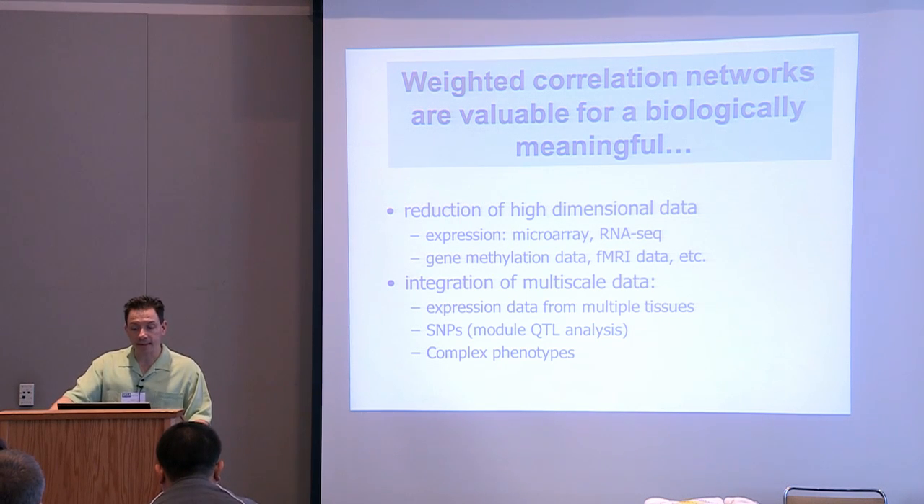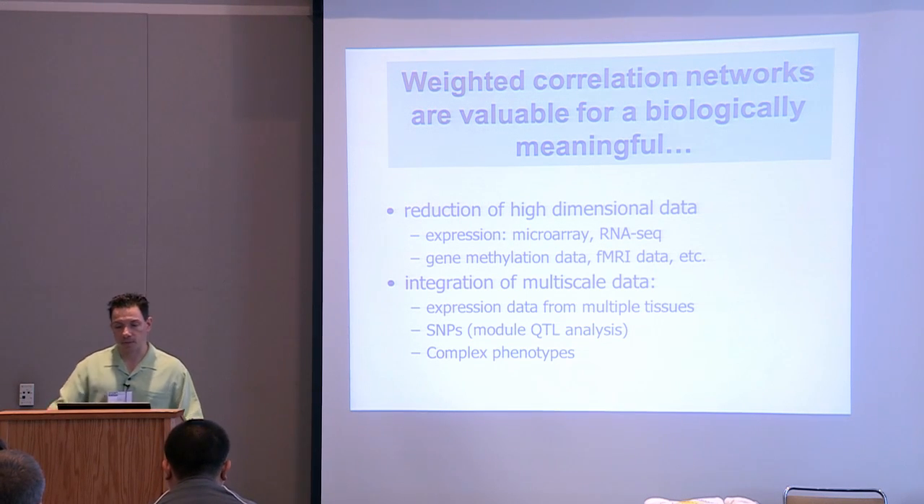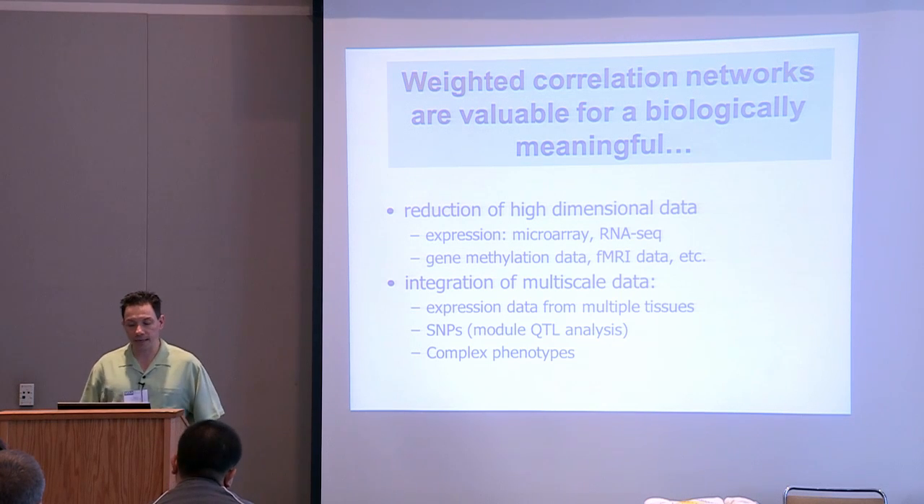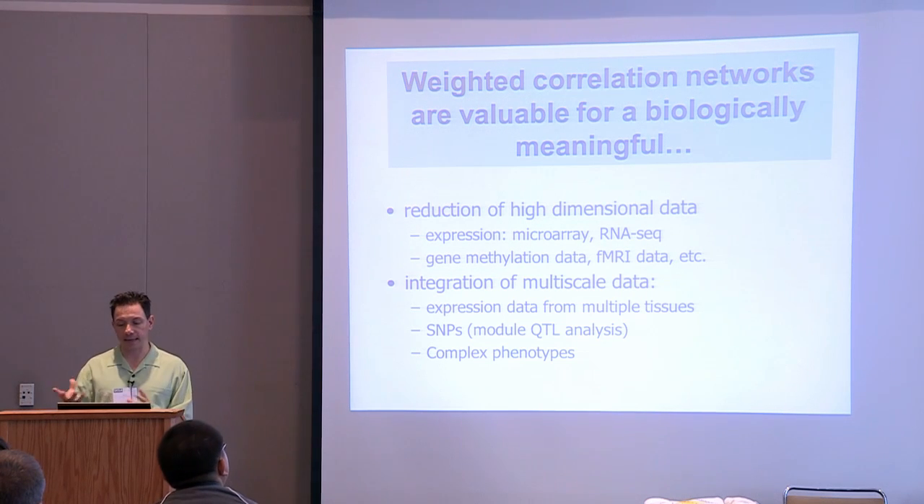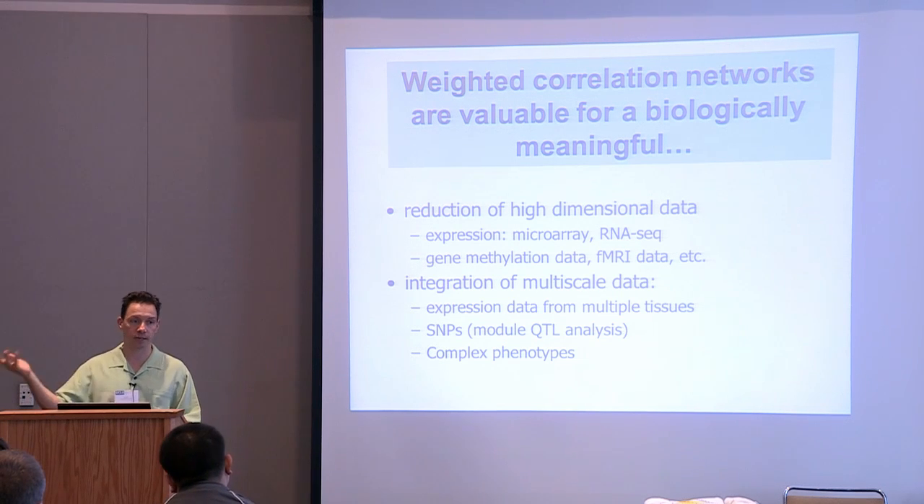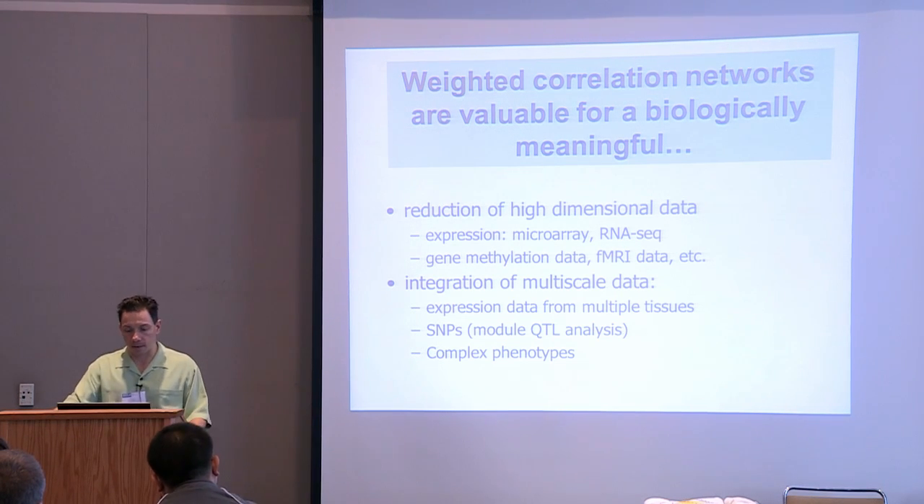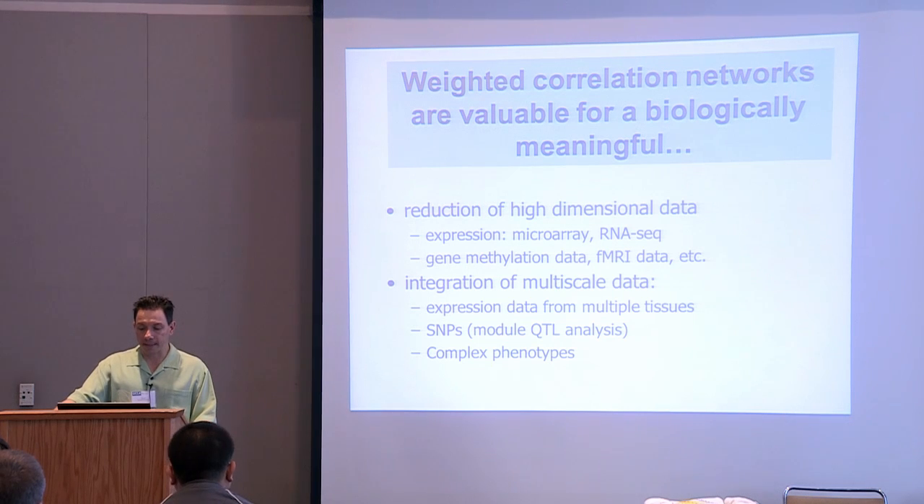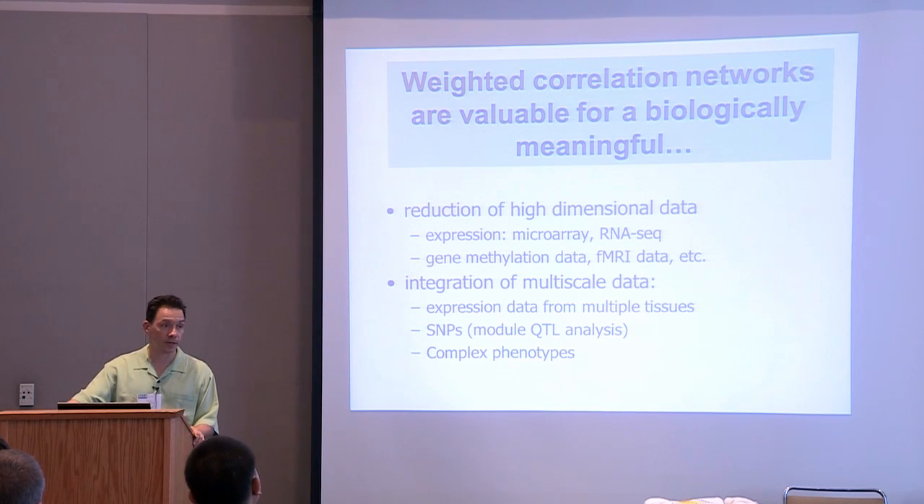In any event, the second major reason for using WGCNA is to integrate what we call multi-scale data. So it could be expression data from different tissues, brain tissue, blood tissue, liver tissue, or to relate gene expression data to genetic markers of interest, SNPs, and of course complex phenotypes.